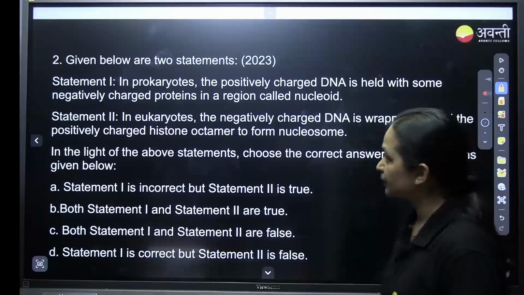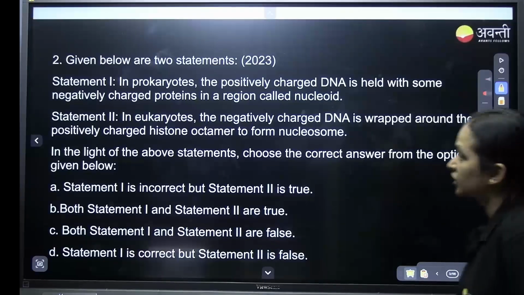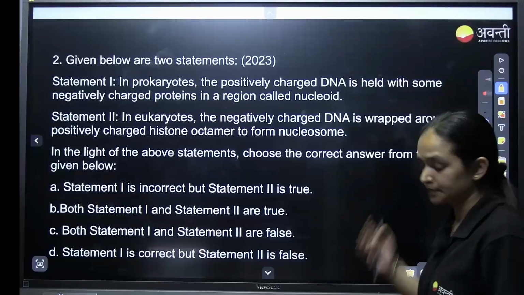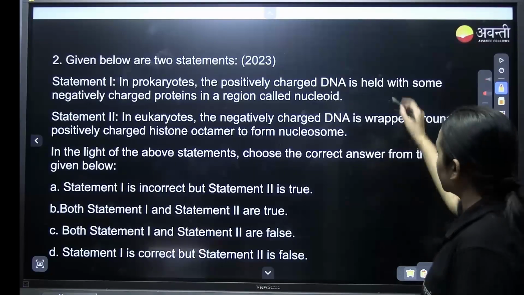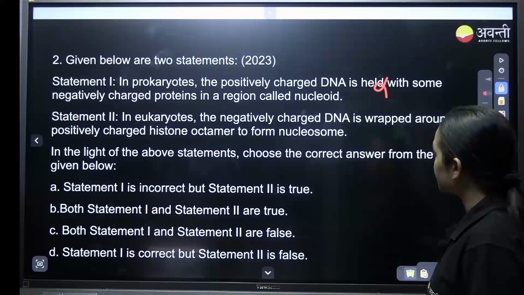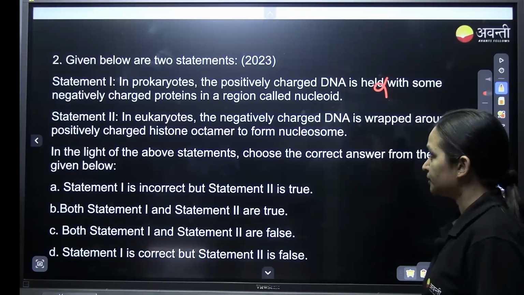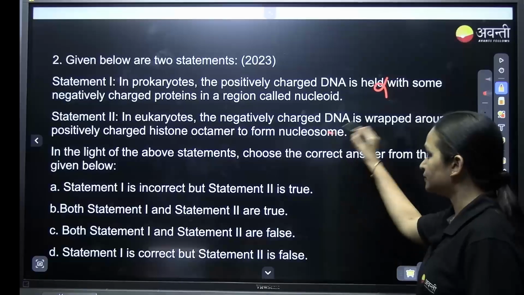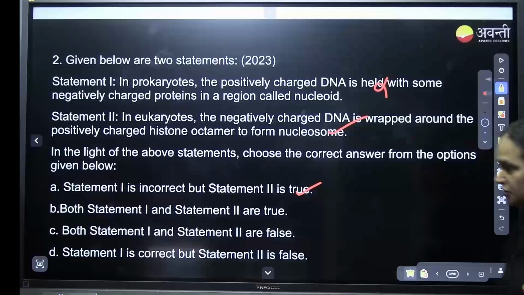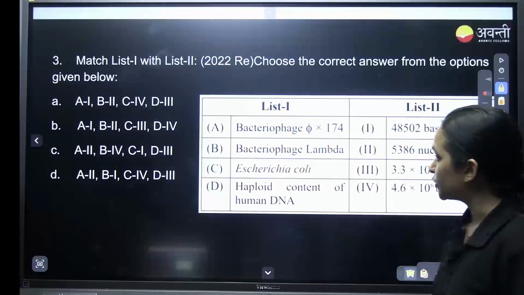Given below are two statements. Statement 1: in prokaryotes, the positively charged DNA is held with some negatively charged proteins in the region called nucleoid. Is it correct? No. Statement 2: in eukaryotes, the negatively charged DNA is wrapped around the positively charged histone octamer to form nucleosome. True. So statement 1 is incorrect, statement 2 is true. So option A is the correct answer. Very good.